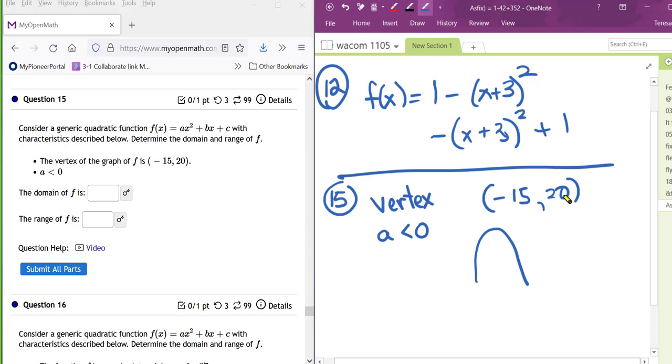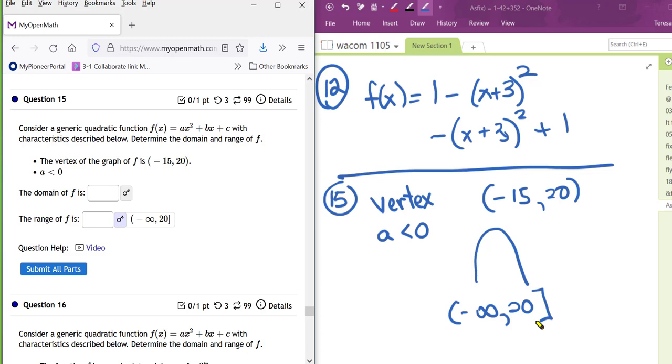So you will just use your vertex. You don't even have a formula for it. So it's going to come from negative infinity. This will be the highest point, which will be 20. So negative infinity to 20. Hopefully Miss H picked the right points this time.